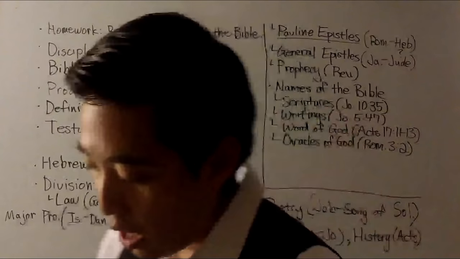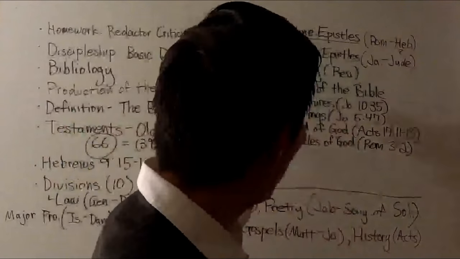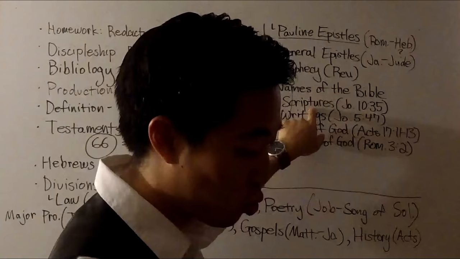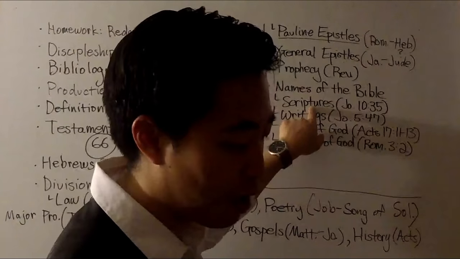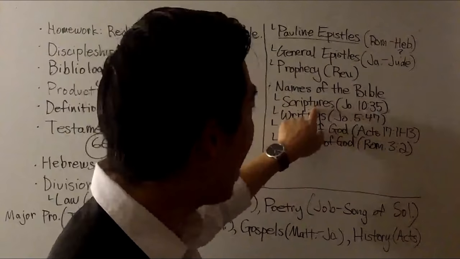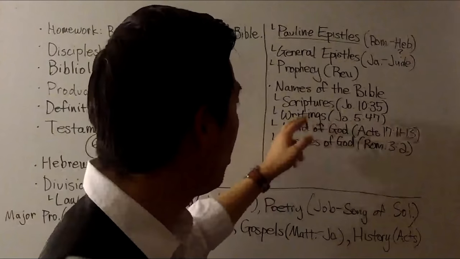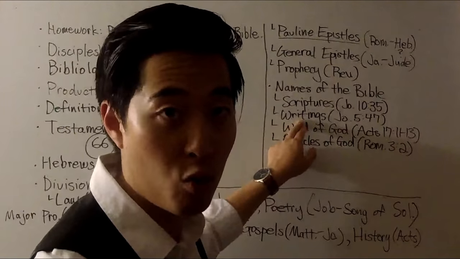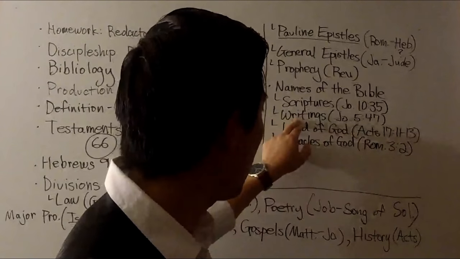Okay. Now, why would we call it scriptures? Why is scripture accurately referring to the Bible? Because scripture is transliterated from the Latin word scriptura, and that means writings. Writings is pretty obvious because it's written on a piece of paper what God said. So writings is not a problem.